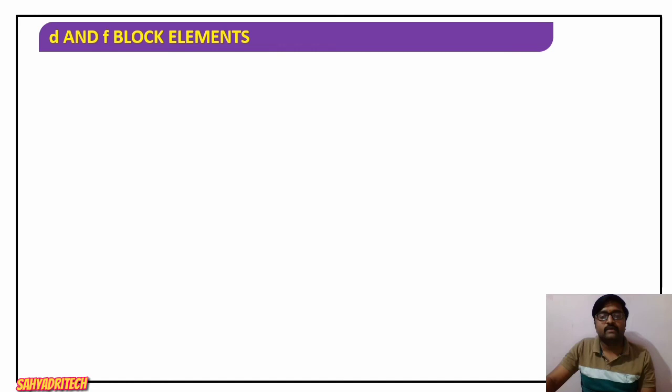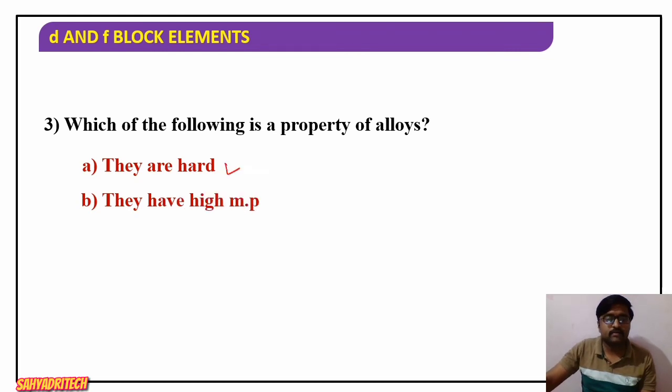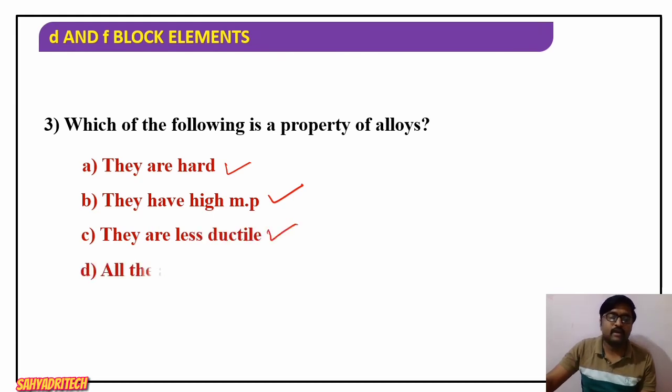Then, which of the following is a property of alloys? Option A, they are hard. Yes, it is a property of alloys. They have a high melting point. Yes, it is also a property of an alloy. They are less ductile. Yes, it is also a property of an alloy. Then what is the answer here? All of the above is correct.